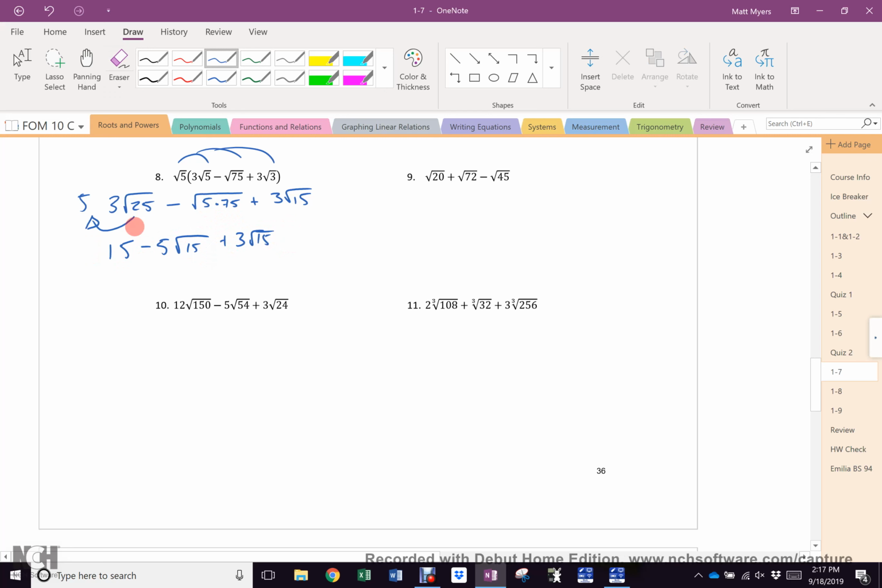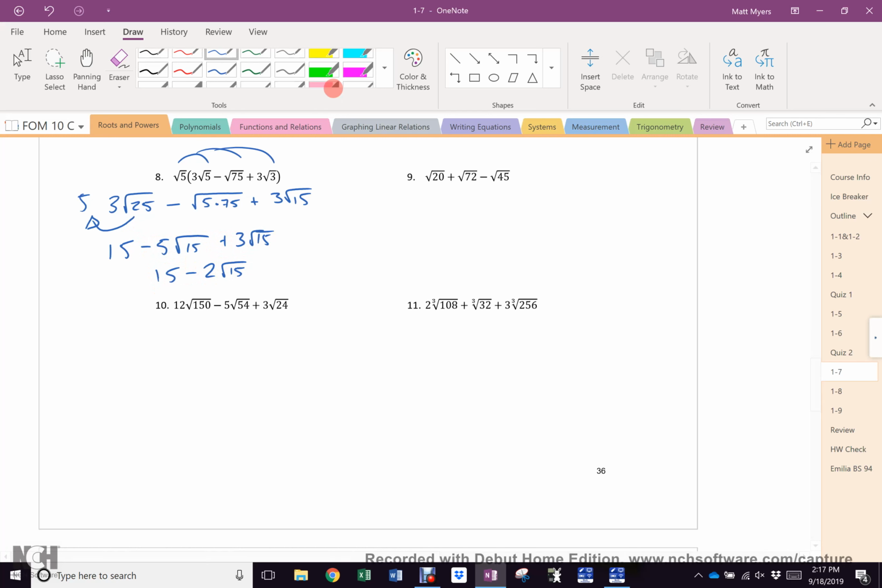Can any of that go together? Which parts? Jacqueline. The 15s. So I got 15. What's negative 5 plus 3? Negative 2 root 15. And now that one's done.